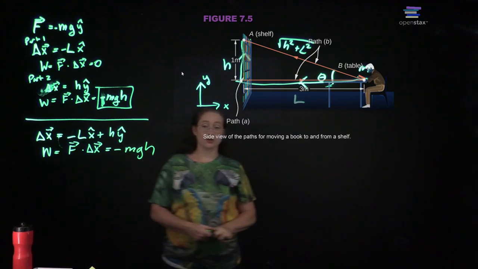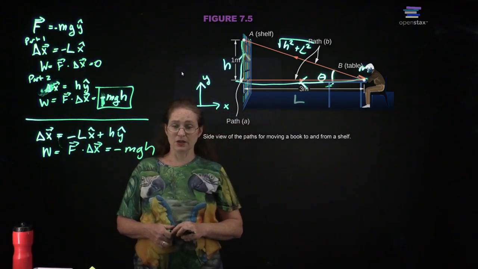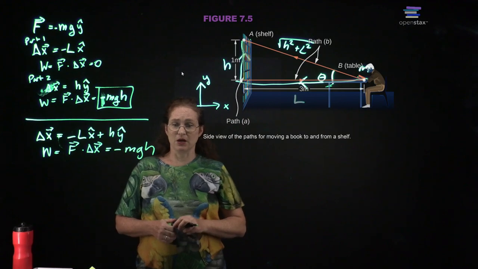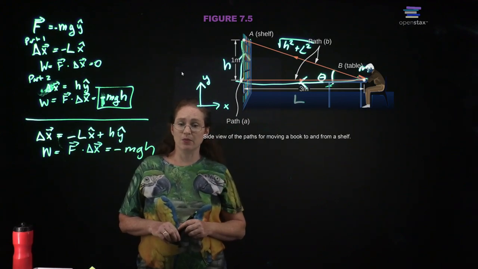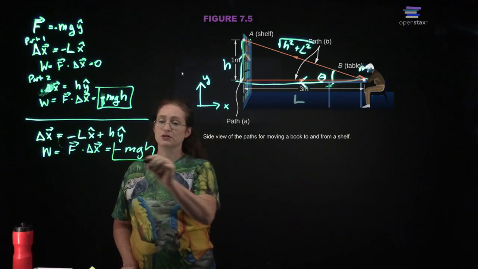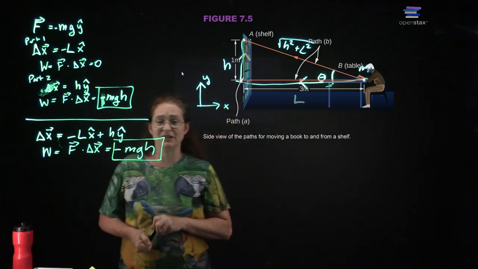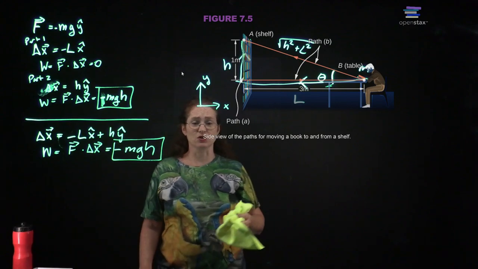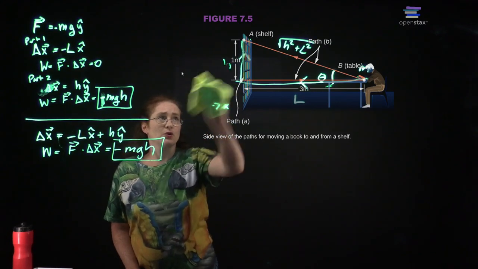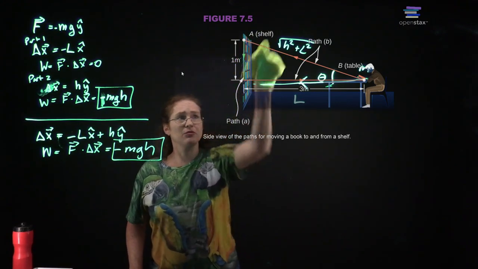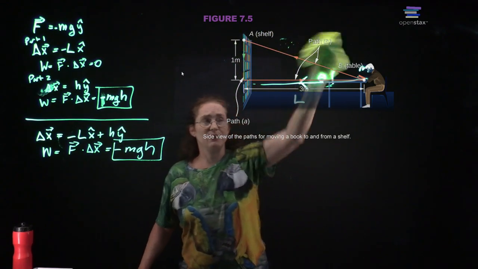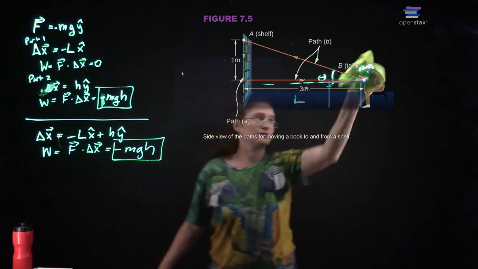So in the particular case of gravity acting on something of mass m, the total work done turns out to be the same, even though we went two different paths. That's because gravity is a special kind of force called a conservative force. So with gravity, anytime you do that, you're always going to get the same amount of work done by the force.